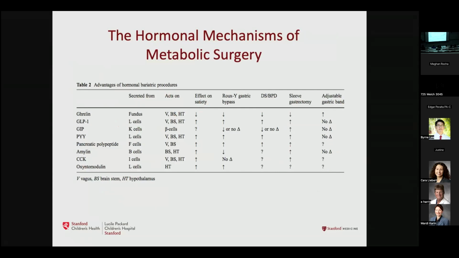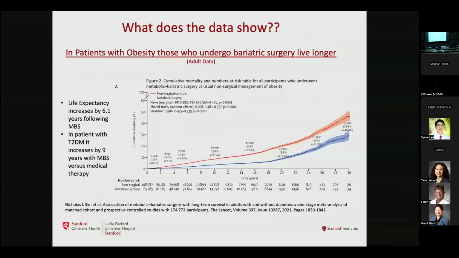So what does the data show? In patients with obesity who undergo bariatric surgery, they live longer. This is the data. This is the only adult data I'm going to show. Everything else after this is pediatric data. In adults, if you operate on a patient who has obesity, you're increasing their life expectancy by 6 years. If they also have diabetes, you're increasing it by 9 years on average.